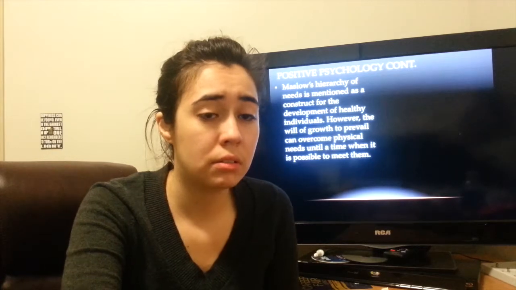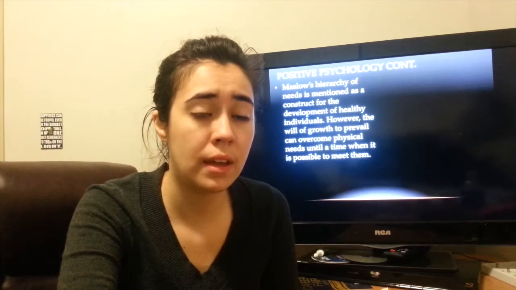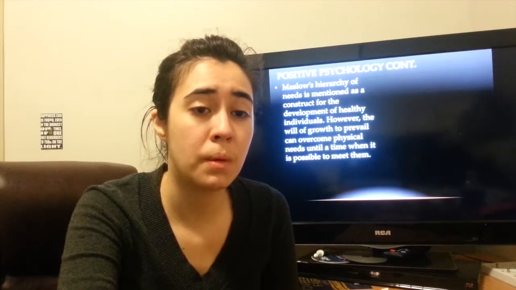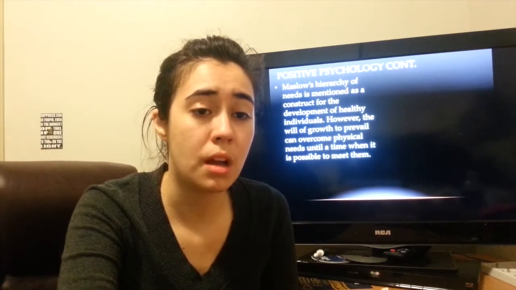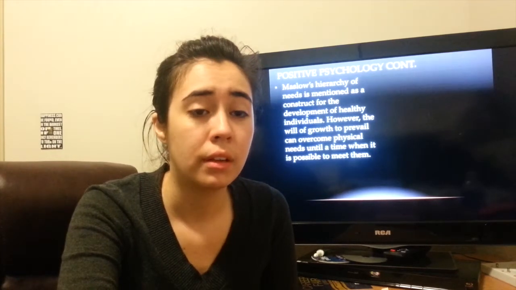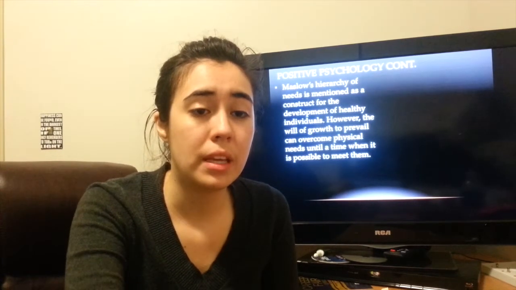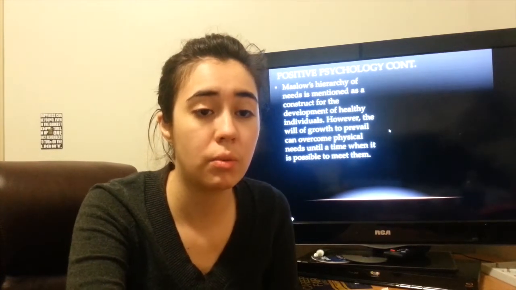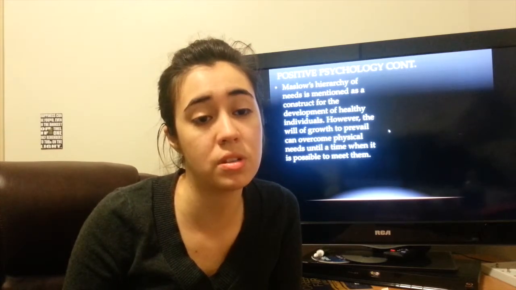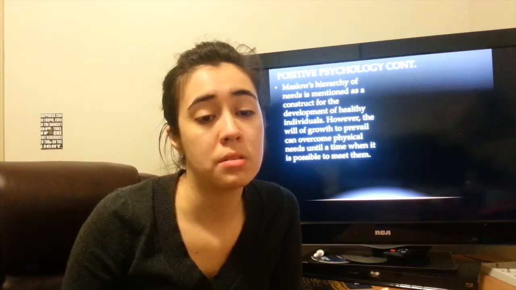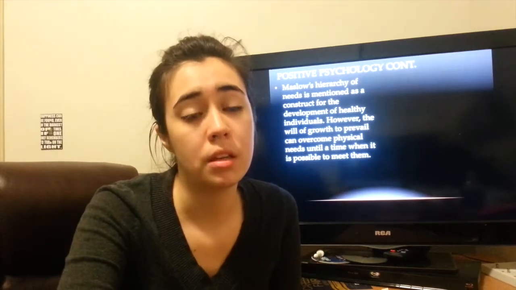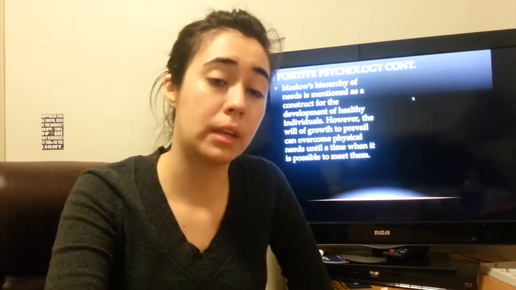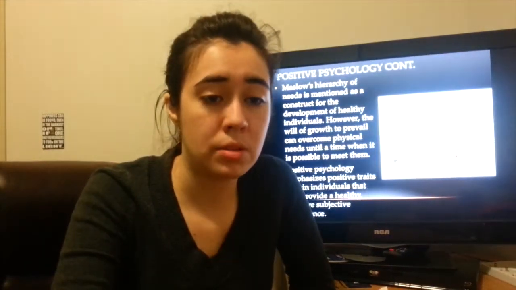But he made it a point, even in that little blurb at the beginning of the chapter, to say that when he was little, he said that his mother would never make him stop trying to survive. Like he had this innate pull to survive. So, as it says here, the will of growth to prevail can overcome physical needs until a time when it is possible to meet them. So until his school was able to pull him out of that negative environment that he grew up in. And there's the picture with Maslow's hierarchy of needs.